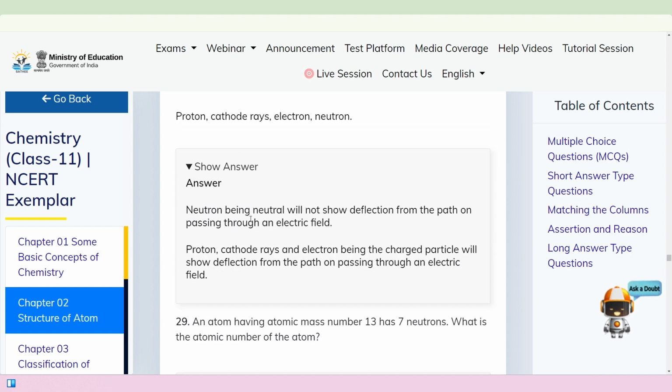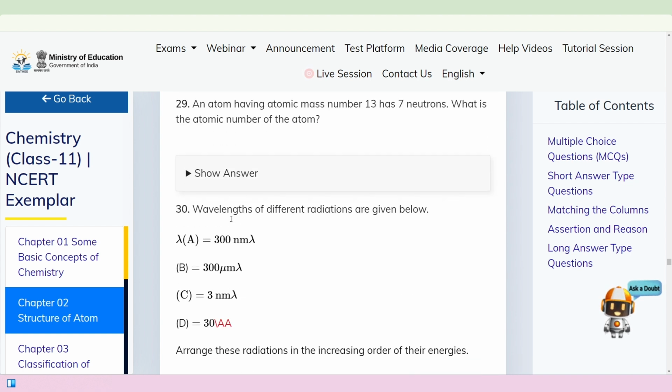Because in an electric field, we have seen that if you place two charged particles in the same field in relation with each other, then they will of course experience the electrostatic force, which can be attraction or repulsion, but they will face it. But since neutron is neutrally charged, it will not face any such attraction or repulsion.